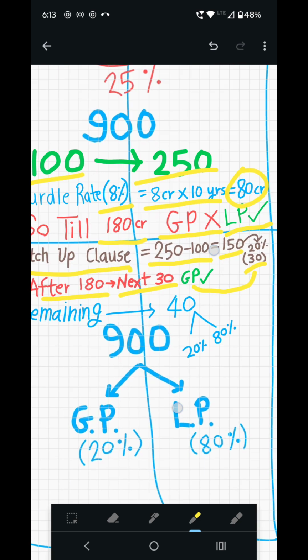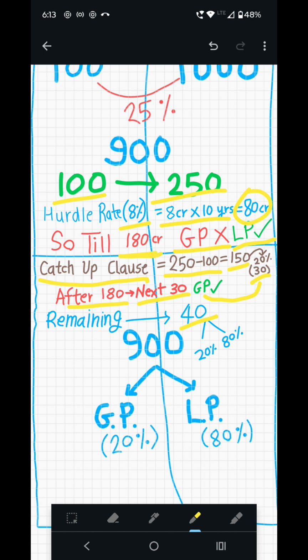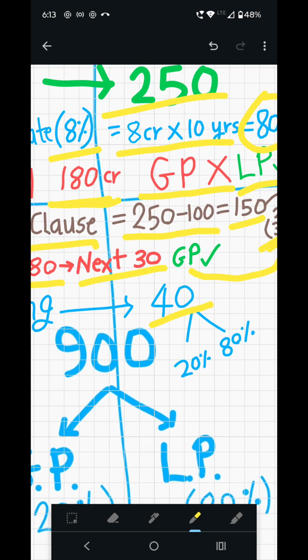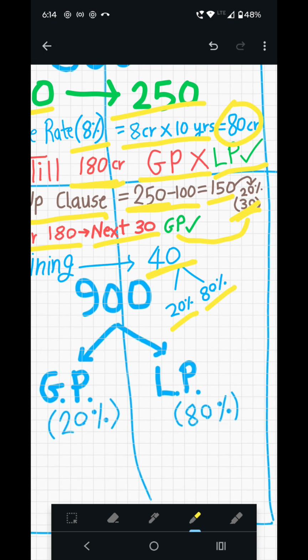and then the remaining 40, that is 180 plus this 30 is 210. So 250 minus 210, which is 40. So out of 250 now 40 is left. So that 40 will then be distributed into 20 and 80%. So 20% will be taken by the general partner and 80% will be taken by the limited partners.